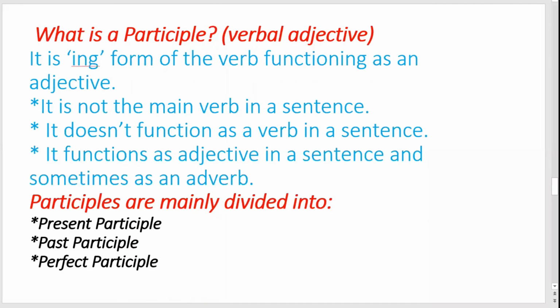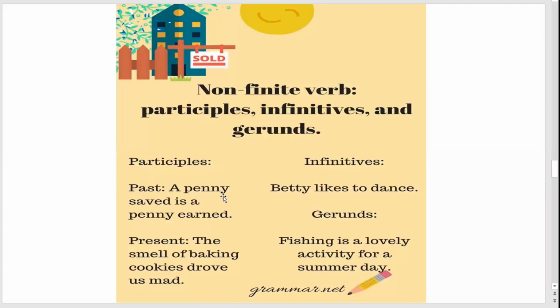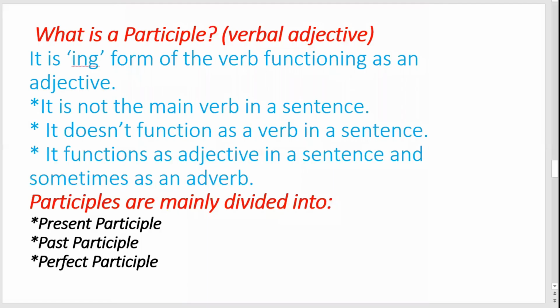So what is a participle? We are going to learn in detail about participles, children. This is just the introduction I have given you about gerunds and infinitives, but in today's class, we are going to learn in detail about participles. I can call a participle by another word, verbal adjective. Why? Because this is a verb, but behaving like an adjective. It is the ing form of the verb functioning as an adjective.